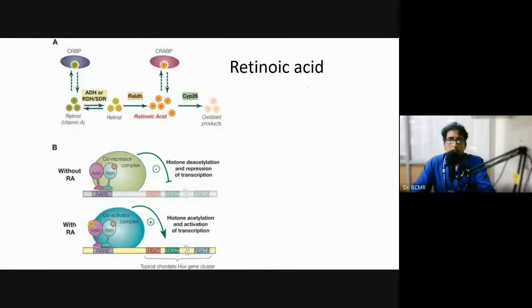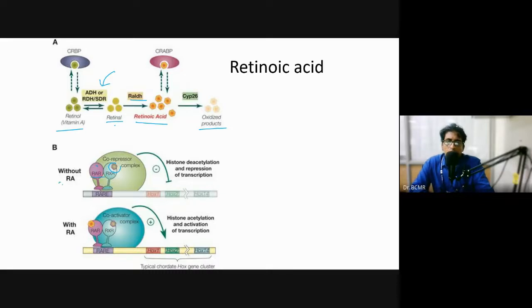What retinoic acid does is, okay, retinol, that is vitamin A, is reduced and it forms retinal, and then retinol dehydrogenase, I think it is oxidized, I guess. Then it forms retinoic acid, and then eventually it forms the oxidized product. The retinoic acid binds to the complex here, the retinoic acid receptor. This should be the receptor, yes.